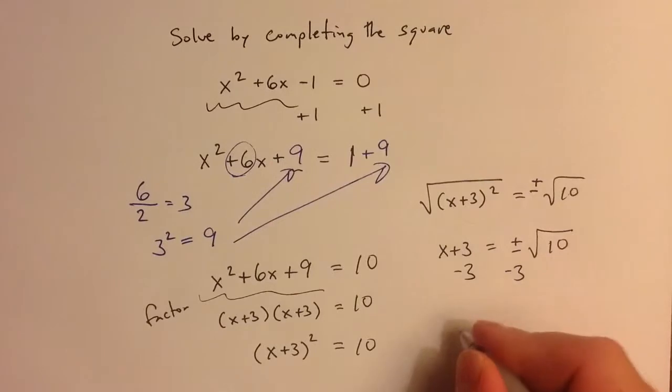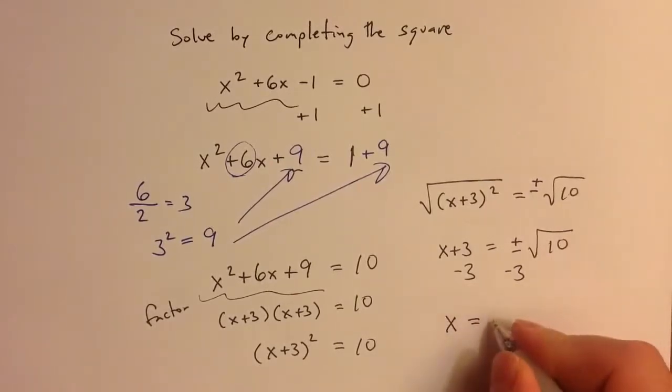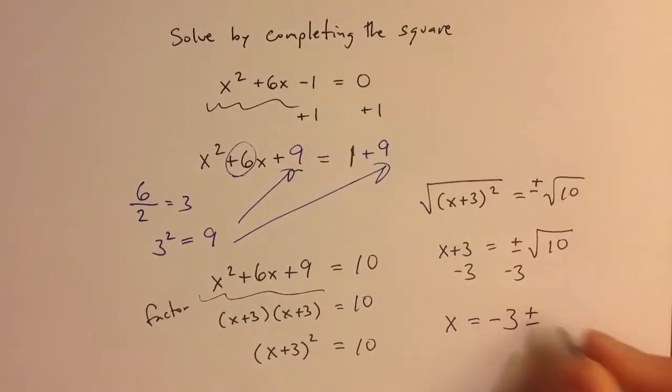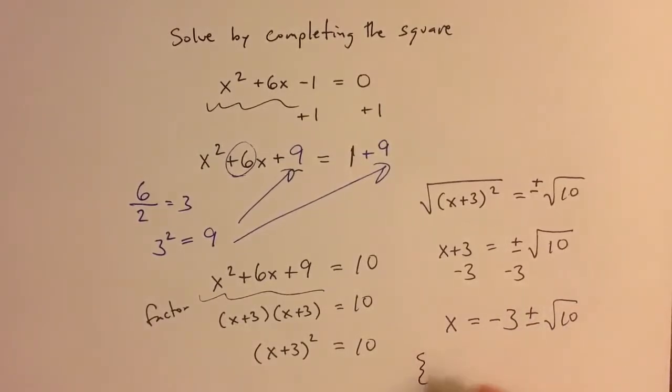Subtracting 3 from both sides gives us the final solution. I get x equals negative 3 plus or minus the square root of 10. So the two possible solutions are negative 3 plus the square root of 10 and negative 3 minus the square root of 10.